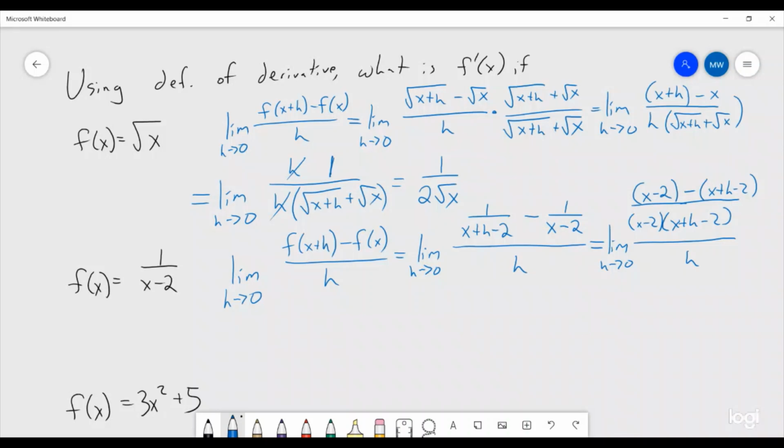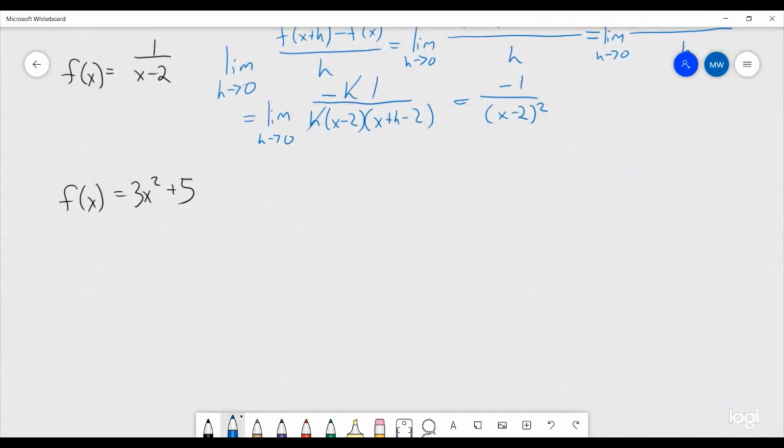A whole bunch of stuff can simplify down, and we get the limit as h goes to 0 of negative h divided by h times x minus 2, x plus h minus 2. The h's can cancel, we're left with a minus 1 on the top. Plug in h equals 0, you get a negative 1 over x minus 2 squared.